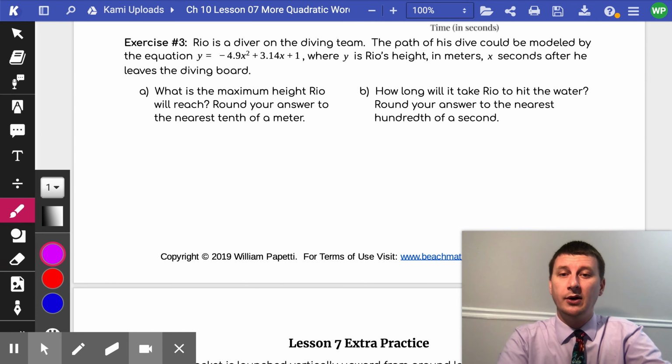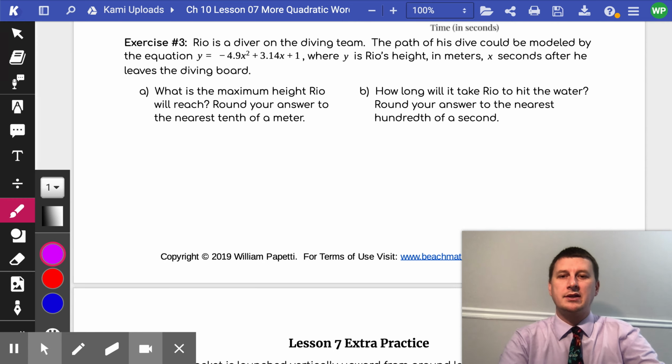So Rio is a diver on the diving team. The path of his dive could be modeled by the equation y equals negative 4.9x squared plus 3.14x plus 1, where y is the height in meters x seconds after he leaves the diving board. What is the maximum height Rio will reach? Round your answer to the nearest tenth of a meter.